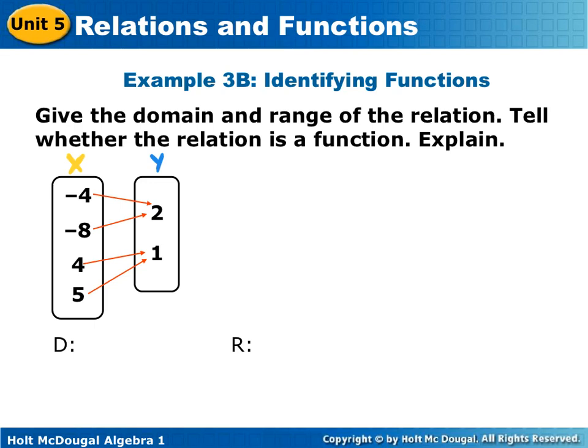So can we list our domain here? -4, -8, 4, and 5. Okay? Were there any repeats there? No. Now, how do you know in a mapping that there are no repeats? You look at your x's and make sure there's not two arrows going from a single number. Y'all with me?